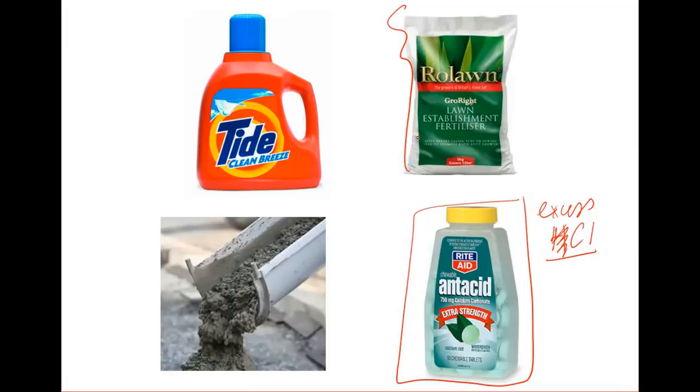Fertilizers sometimes contain bases. Why? Maybe they need to neutralize the extra acidity in the soil. Your soaps contain bases because bases are very good to be used in dissolving fats, in dissolving dirt. Cement contains a base as well. Base is mixed in to make cement.